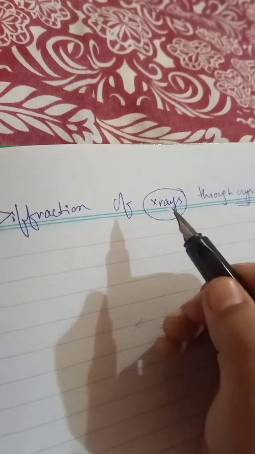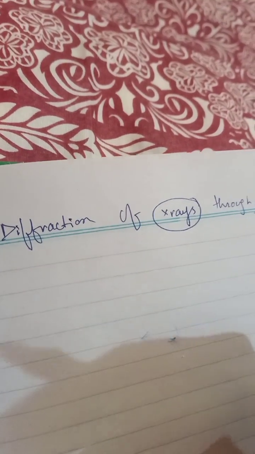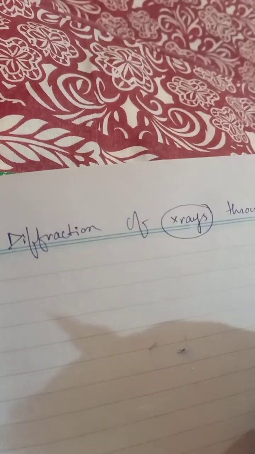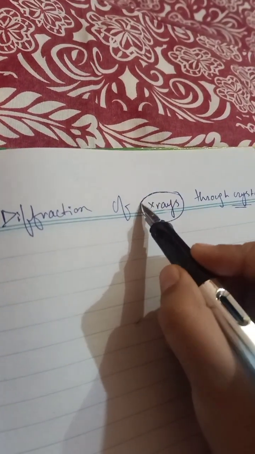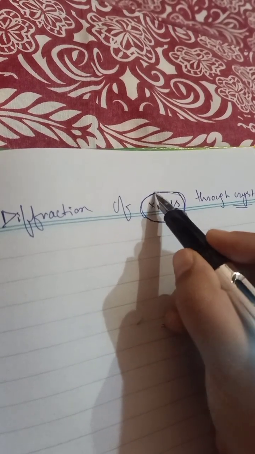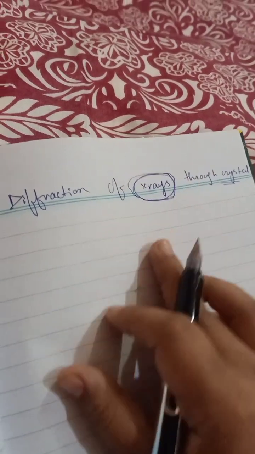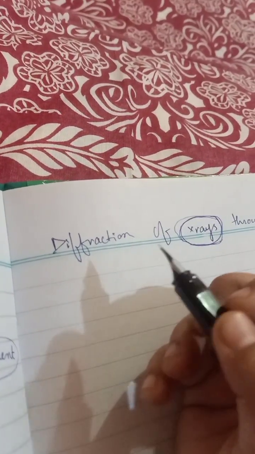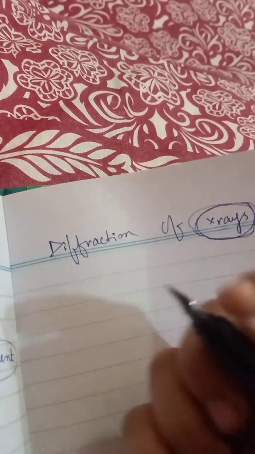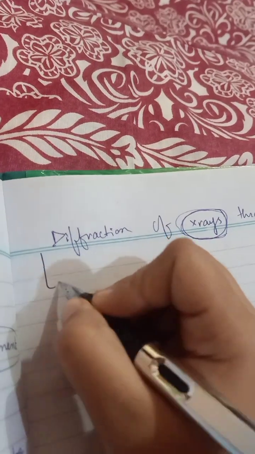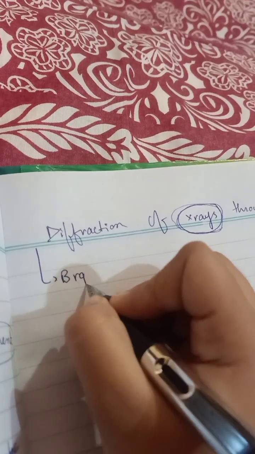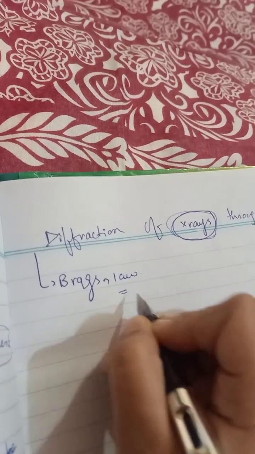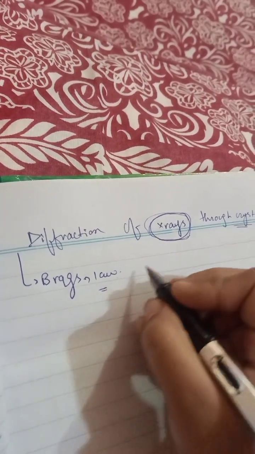the X-rays, we cannot do the diffraction by the X-rays themselves. We are doing the diffraction by the crystal. Why? Let's see. First of all, Bragg's law is what we'll be discussing in today's video. But before that, if we talk about the X-rays, what are X-rays?